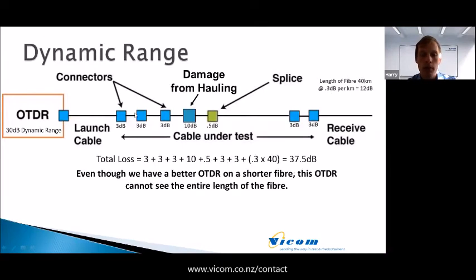Now keep that in mind, because now we've got a 30 dB dynamic range OTDR and only 40 kilometers of fiber. So we've got a 30 kilometer shorter piece of fiber, but the connectors along the fiber are now significantly worse. Obviously no one's been cleaning or inspecting before they connect. We've got damage from hauling, perhaps someone's put a zip tie around a fiber, which has crushed the glass. The splice is a little bit worse, and these two connectors here haven't been properly inspected and cleaned before they've been connected.